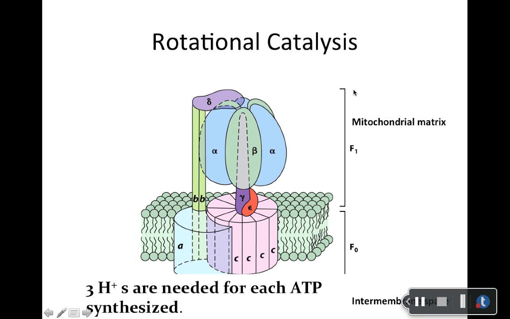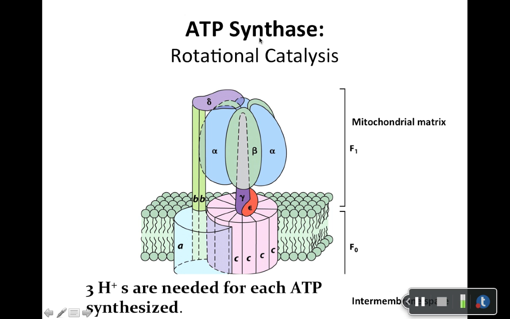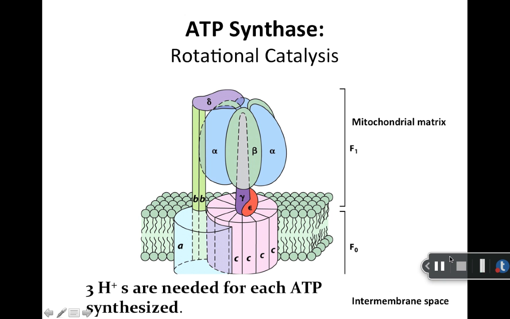In this figure we see the enzyme that generates ATP. It's called ATP synthase. ATP synthase is an enzyme made up of many different peptide subunits. In this diagram, this is the inner mitochondrial membrane. On this side, on the outside here, this is the intermembrane space. And this part extends into the mitochondrial matrix.